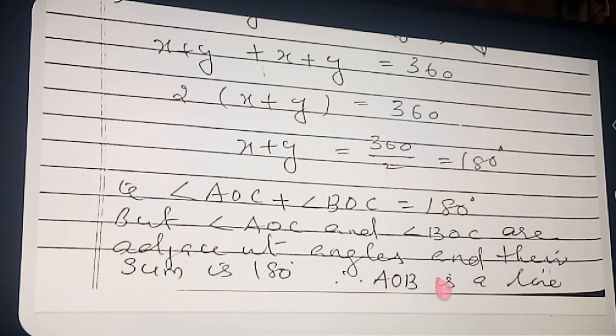If you need those points, you can write them here. The teacher has not written them. If you need, you write. Angle AOB, what type of angle? Angle AOB is a straight angle. Therefore, AOB is a line. Therefore, what can you say? AOB is a line. AOB is forming a straight angle. Therefore, AOB is a line.